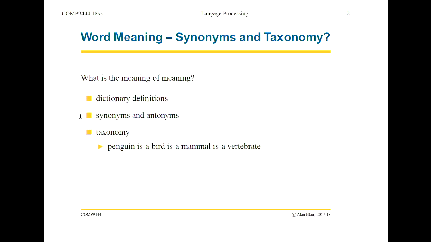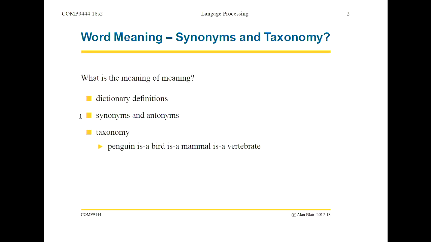And then if you look up Roget's thesaurus or some of these online thesauruses, you'll see lists of synonyms and antonyms. So trying to group words together into groups. I think that in Roget's thesaurus there's about 1,000 different categories and quite a few words in each category. Or you can look at taxonomies of words. So there are online repositories like WordNet and so on, where you look at the relationship between words. So it can be a hierarchy where you say a penguin is a type of bird, and a bird is a type of mammal, and a mammal is a vertebrate, and so on.